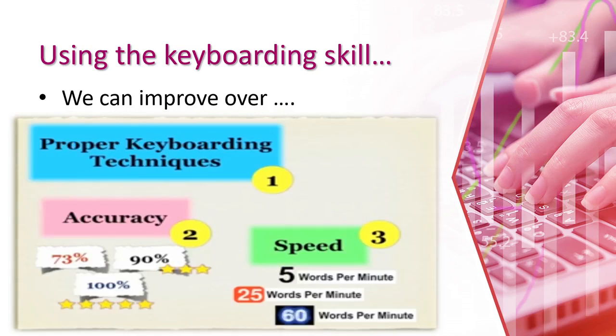Proper keyboarding technique, accuracy and speed: these three things are needed to improve our keyboarding skill. Starting from 5 words per minute, then 25 words per minute and then 16 words per minute. Whenever you achieve 16 words per minute, then you can say that your keyboarding skill is very good.